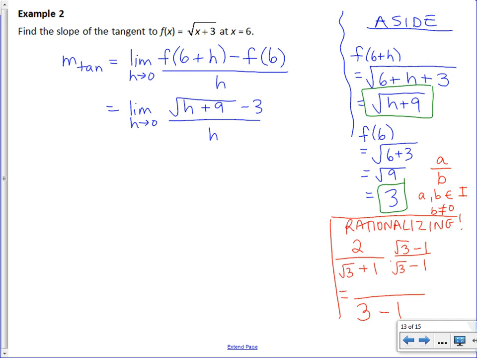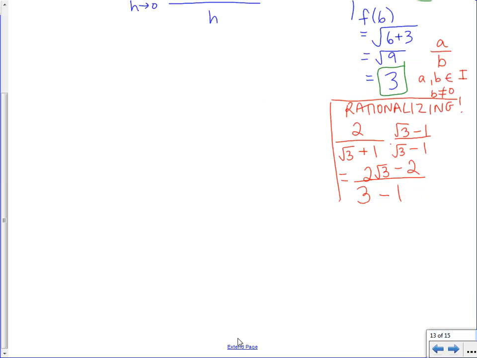My denominator has become rational. The root's gone. Doesn't mean I can just get rid of the root completely. It ends up in the numerator. But 2 root 3 minus 2, just distributing the 2. And then you would have 2 root 3 minus 2 all over 3 minus 1, which is 2. And then, could I reduce?